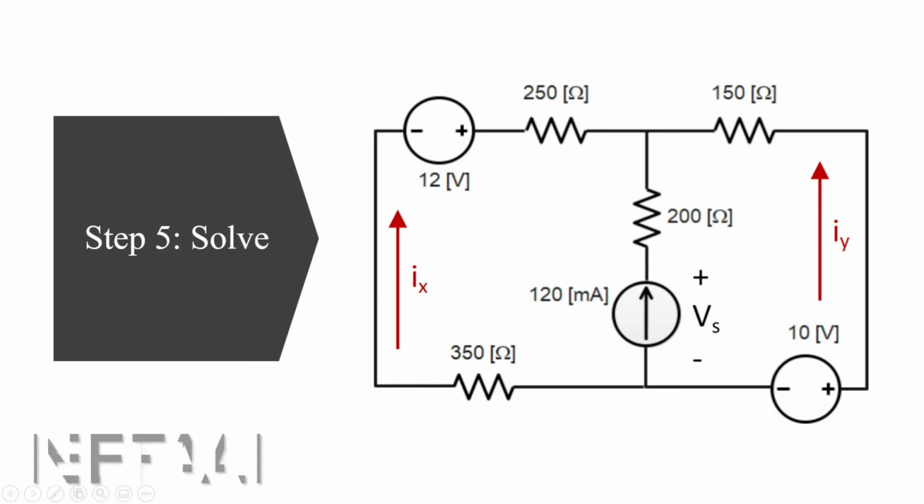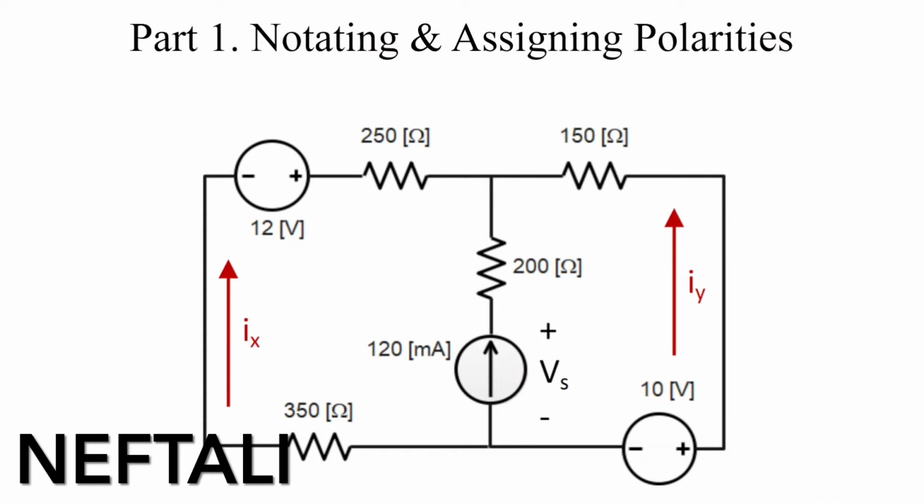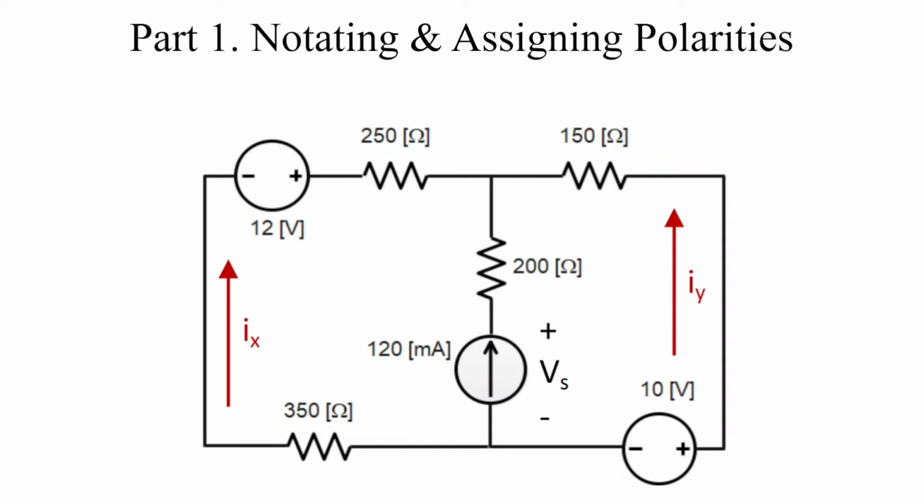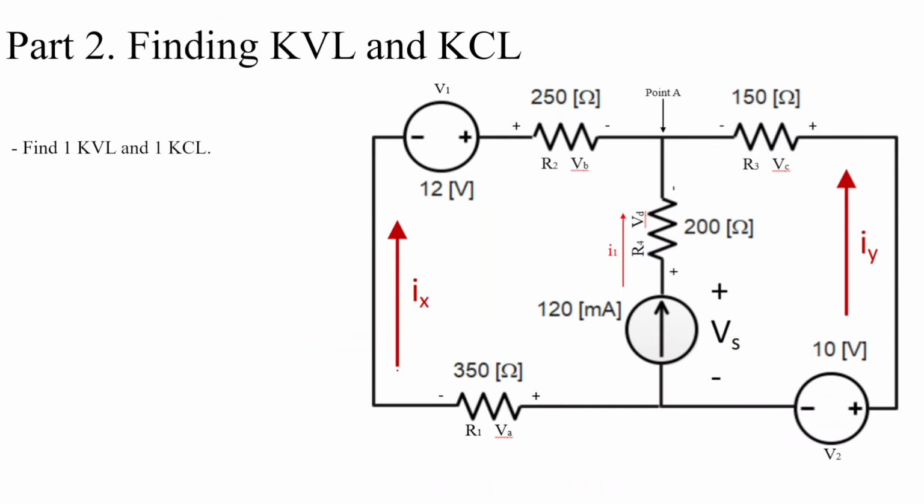For step 5 of the engineering method, we'll begin to solve the circuit. First, we'll begin by notating and assigning the polarities. We'll mark our voltages down as V1 and V2. Then we'll assign our currents their own unique notation. Then we assign each of our resistors both an R and a V for their respective voltages, and then we'll assign polarities. For this, we'll use passive sign convention. Therefore, R1 is opposed, opposed, opposed, and opposed to all of their currents.